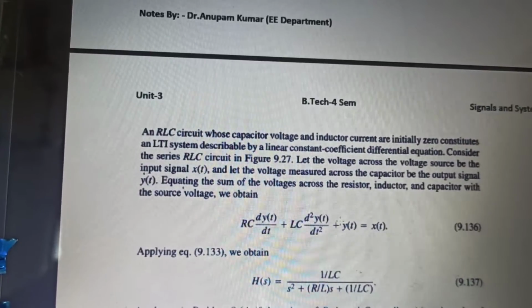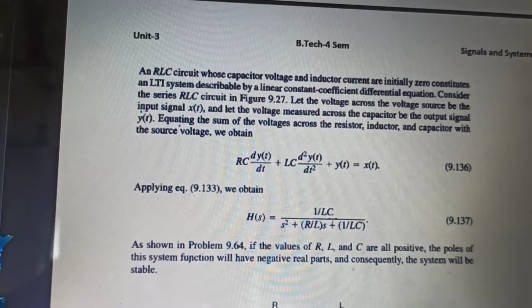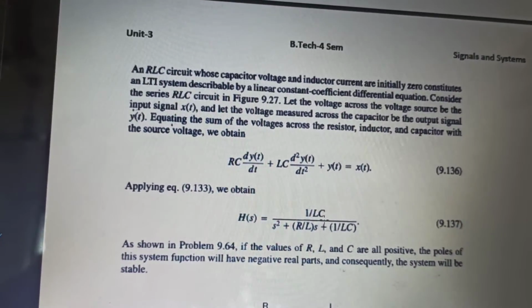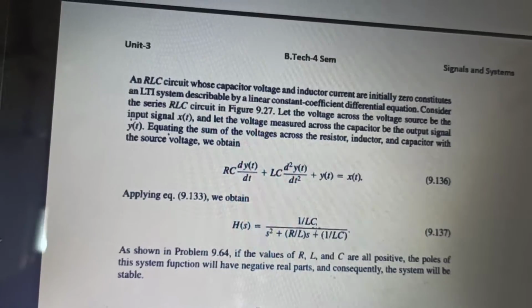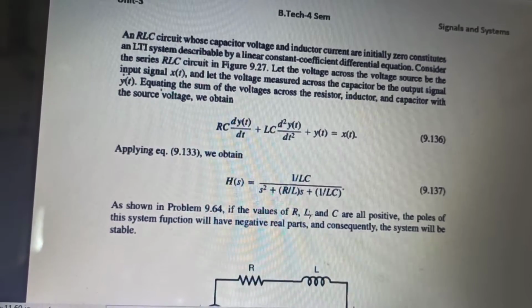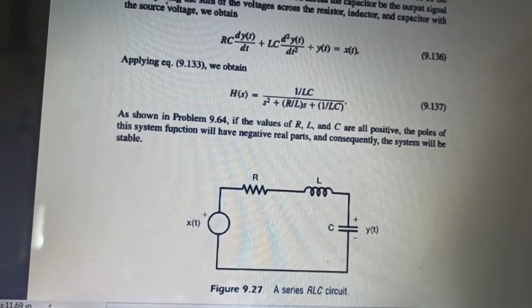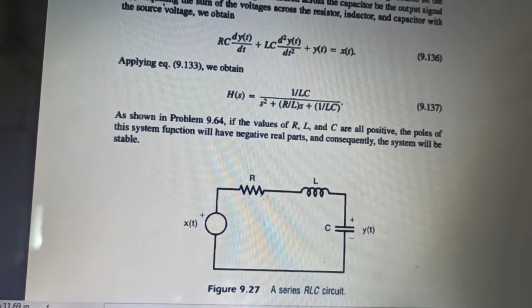Now, clear? Again, a very important thing is that an RC circuit can also be related by using this. This is an RLC circuit. Okay, and we can get the transfer function of this RLC circuit, and this is a very famous equation.